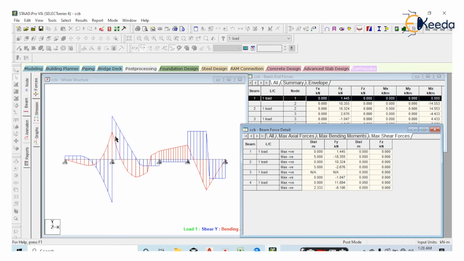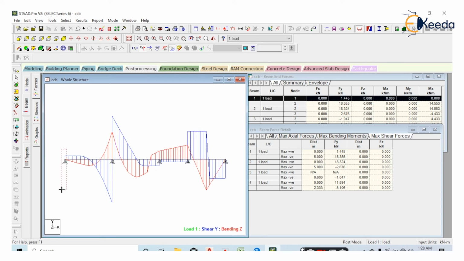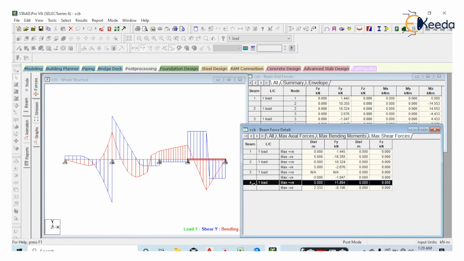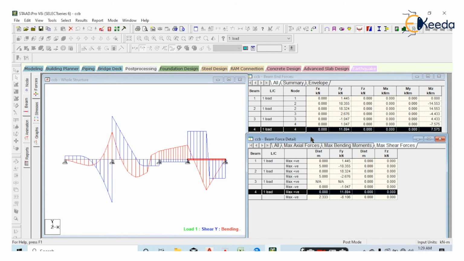Look at this. Okay, at this point there is the shear force of 1.44 kilonewton, and at the end of the beam, first beam, the beam number 1, okay, the negative shear force is 18.355 kilonewton. Alright, like that you can see maximum shear force values for 2, 3 and 4th beam.